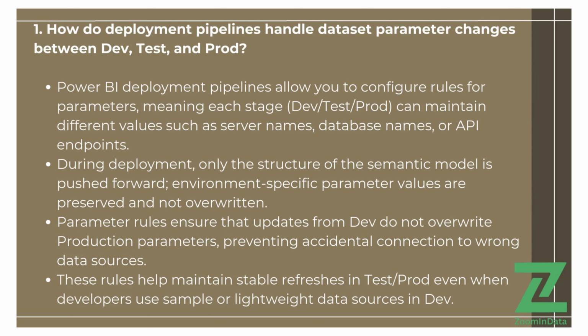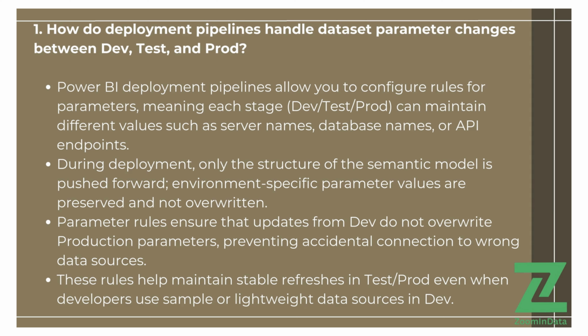First question: how do deployment pipelines handle dataset parameter changes between dev, test, and prod? Power BI deployment pipelines allow you to configure rules for parameters, meaning each stage, dev, test, prod, can maintain different values such as server names, database names, or API endpoints.